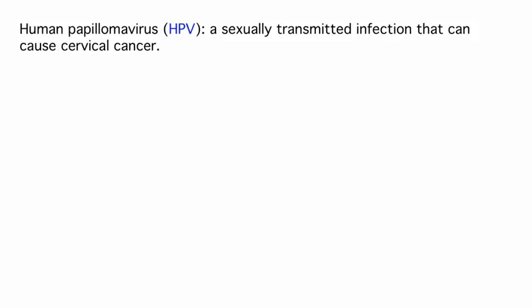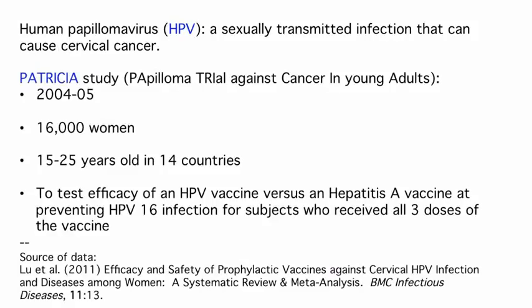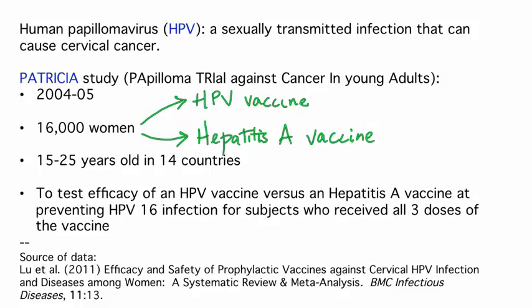We'll only look at protection against HPV-16, the most common type that is associated with 55% of all cases of cervical cancer. We'll look at data from the Patricia study, a large study in 2004-05 that recruited over 16,000 women from 15 to 25 years old in 14 countries. The women were randomly assigned to receive either the HPV vaccine or a hepatitis A vaccine in a 3-dose regimen, and were then followed for 3 years to assess their health. In our data, we'll only include the women who received all 3 doses of the vaccine.